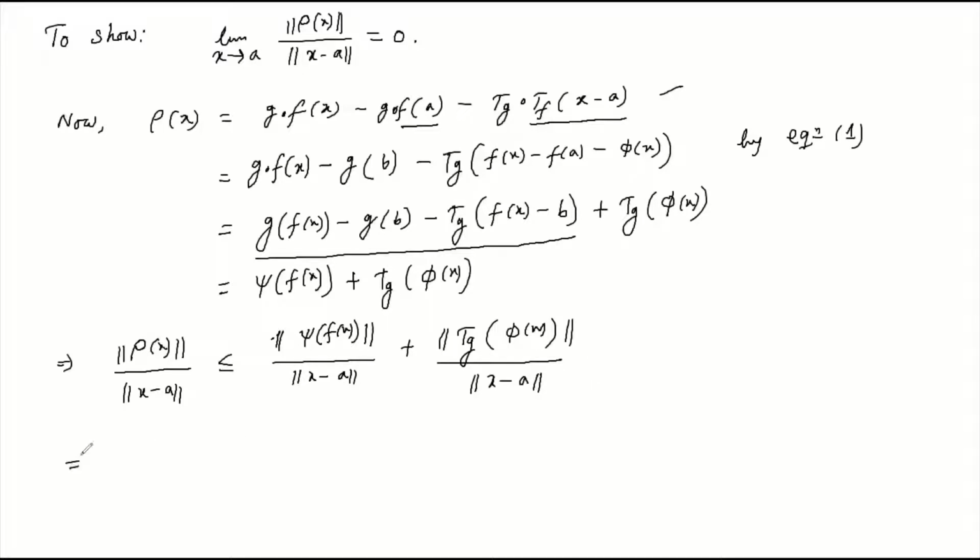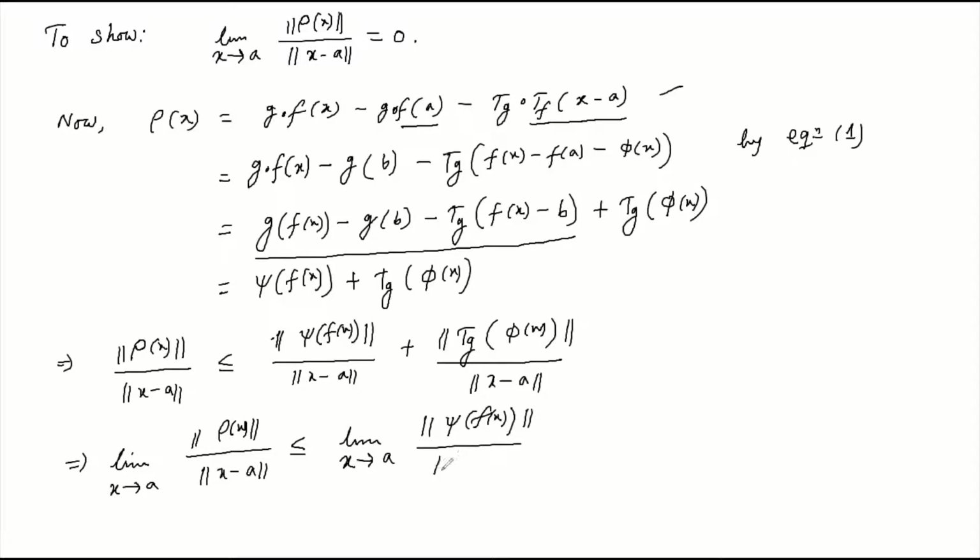And this implies the limit as x tends to A of norm of rho of x over norm of x minus A is less than or equal to the limit as x tends to A of norm of psi of f of x over norm of x minus A, plus the limit as x tends to A of norm of T_G of phi of x over norm of x minus A.